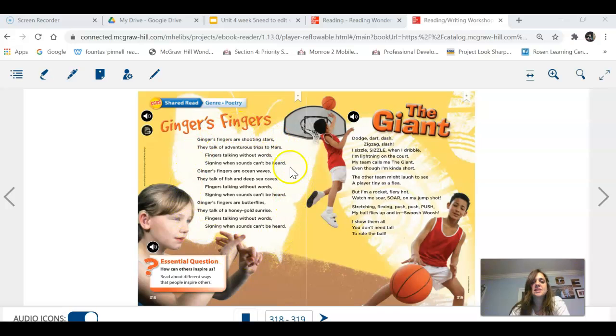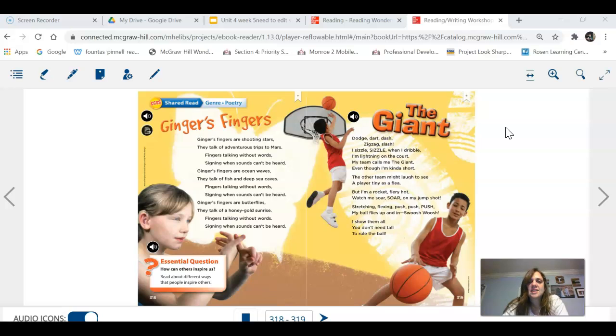So this tells us that this poem has a structure of using stanzas with the same number of lines. There's rhyming words, and it tells a story about Ginger's fingers using sign language to communicate. We just identified this poem as a narrative. It tells a story. It has stanzas with the same number of lines and rhyming words. Let's read The Giant with the same purpose of identifying features of whether or not this is a narrative poem or a free verse poem.